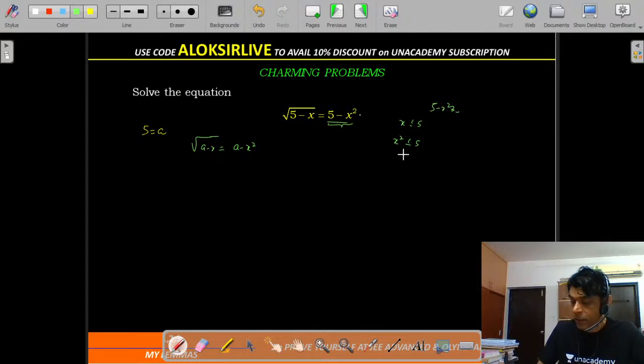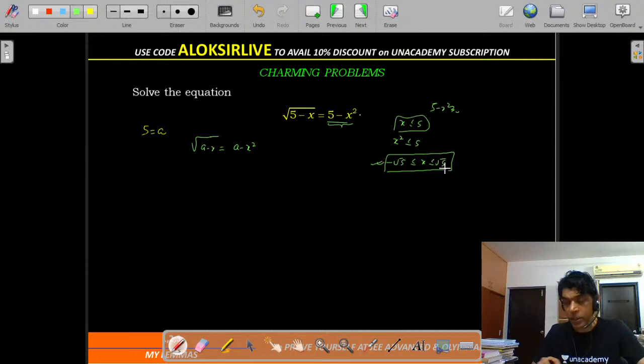So this will give you negative root 5 less than or equal to x less than or equal to root 5. Obviously, if this holds, the other is honored, and so the intersection is this only. So we look for roots in this. This is our domain, or the permissible range of values. Let me look for these roots, whether they lie in it.